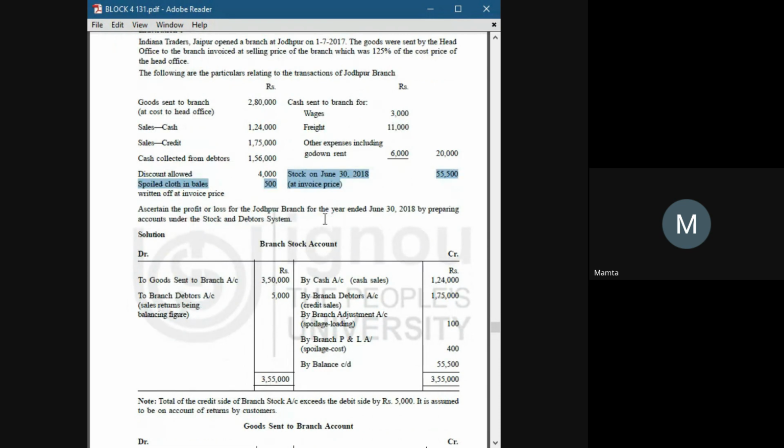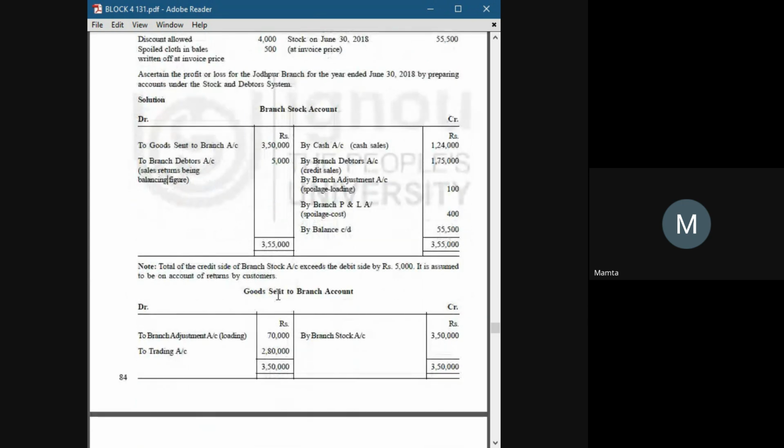Stock at the end of the year. Here we didn't have any opening stock, we just have goods sent to branch, but we have a closing stock. And you know, we mention the closing stock by balance carried down here with the amount of 55,500. And when you calculate both sides, this will show a credit balance with an amount of rupees 5,000, and you will put that amount under the name of to branch debtors account. So that's how we create the branch stock account. Now moving further, we have created the branch stock account out of this data.